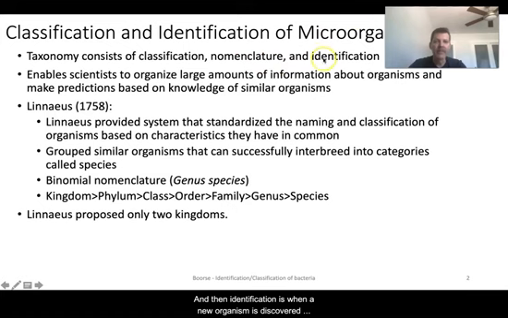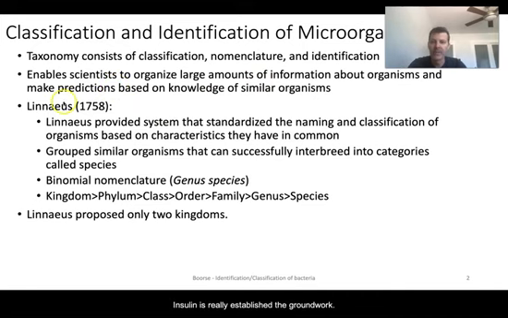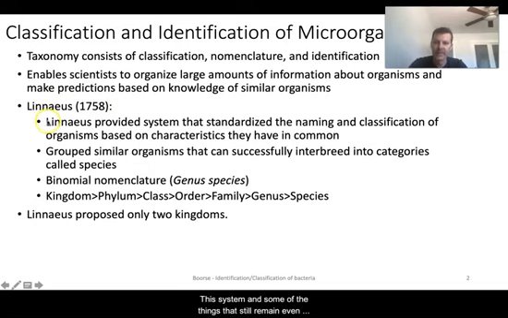And then identification is when a new organism is discovered. We can then use that existing set of classification groups and names to put that newly found organism into the system. This is really important for organizing this vast sea of information of all living things. Linnaeus really established the groundwork of this system.